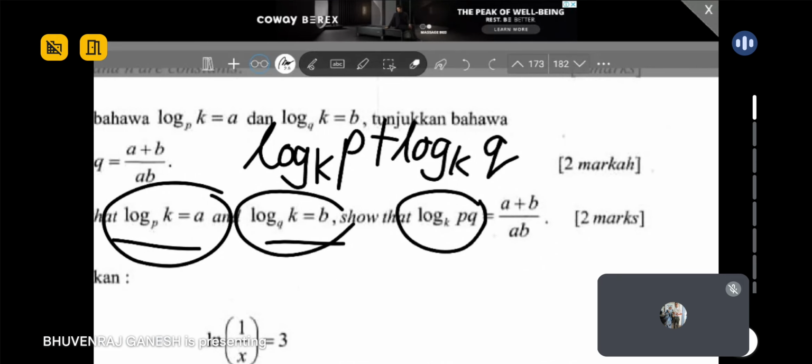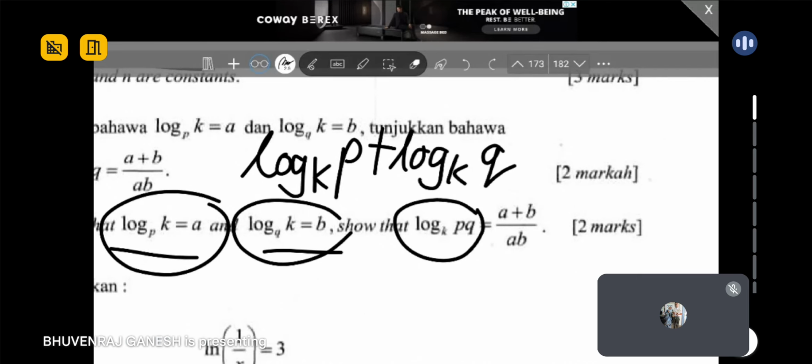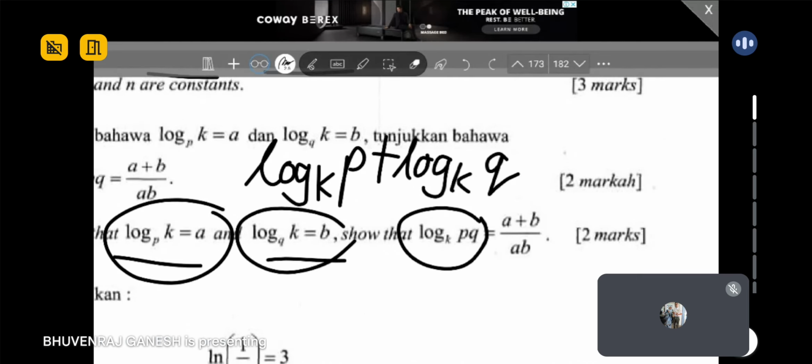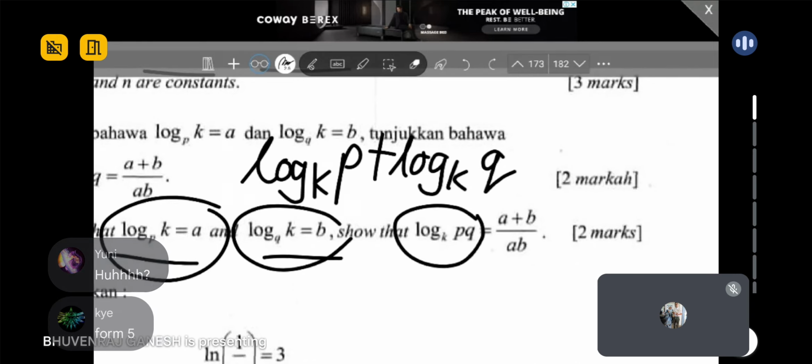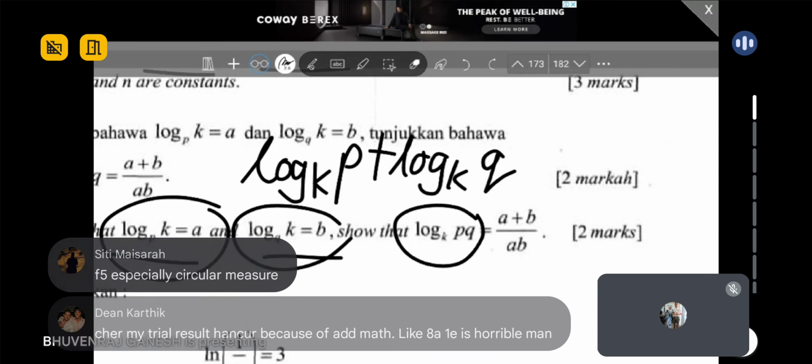In Form 4, you only learn the Form 4 topic. Am I right? In Form 5, you have to learn the Form 4 and also the Form 5 topic. So which one is harder, guys? Form 5, right? Lebih susah untuk semua subjek, because dia akan mix Form 4 topic masuk juga. Tapi Form 4, kamu hanya fokus Form 4. So of course, in Form 4, you will score better generally compared to Form 5.